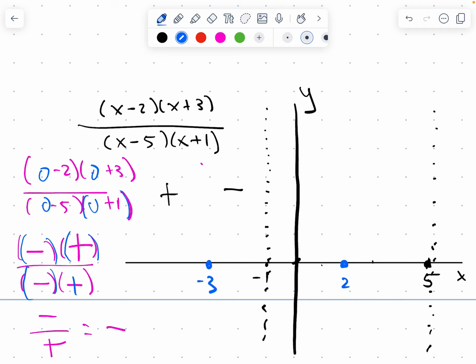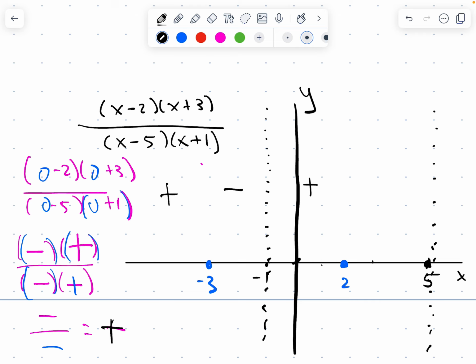So now you have a negative on the top, you have a negative on the bottom, and a negative divided by a negative becomes a positive. And so in this region between negative 1 and 2, my graph will always stay above the x-axis. It'll stay positive. Okay, now in between 2 and 5, you can pick any number between 2 and 5.